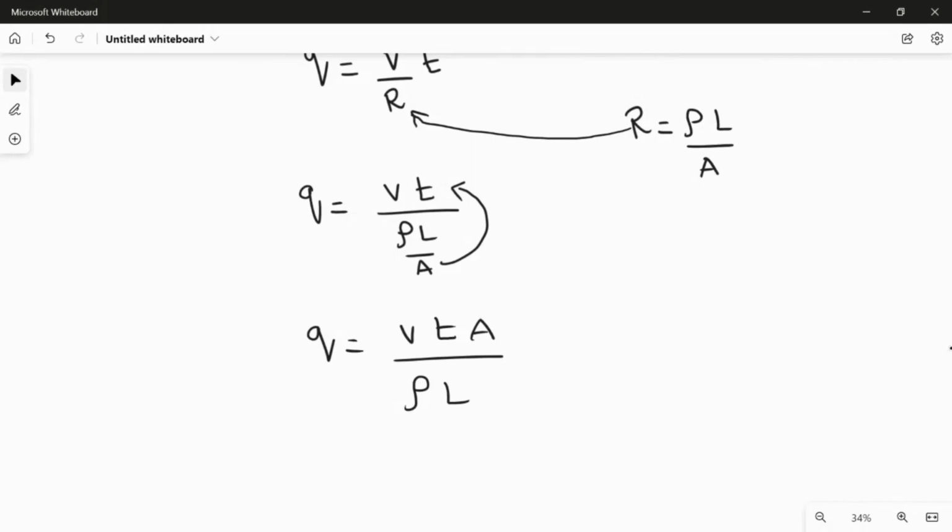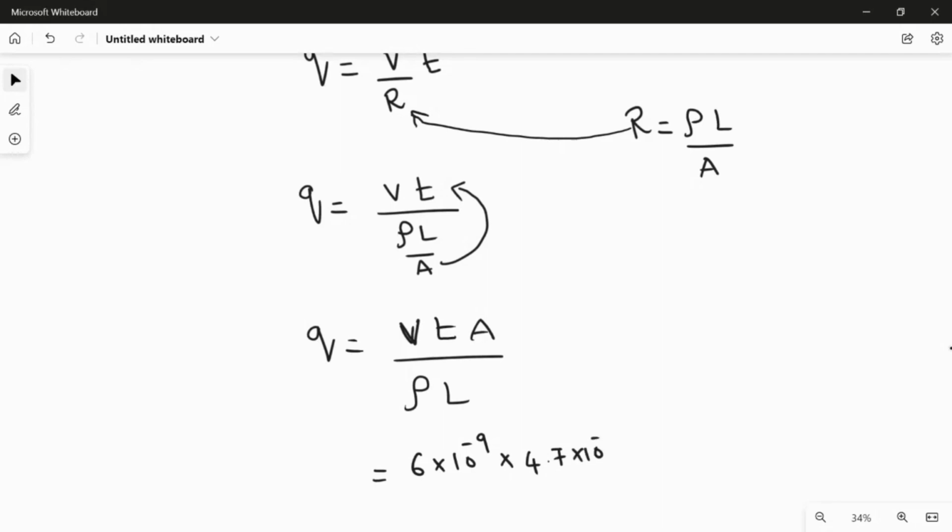What is this? V stands for the potential, t stands for the time, A is the area of the cross section of the wire, rho is the resistivity of the copper material, and L is the length. Now we have all the information. So now I'm going to substitute the values. Potential is 6 nanovolts, that means 6 multiplied by 10 power minus 9, and the time is 4.7 millisecond, which is given in the question.